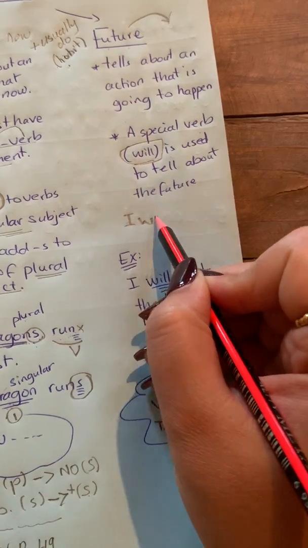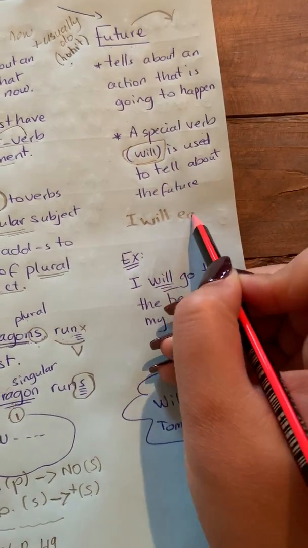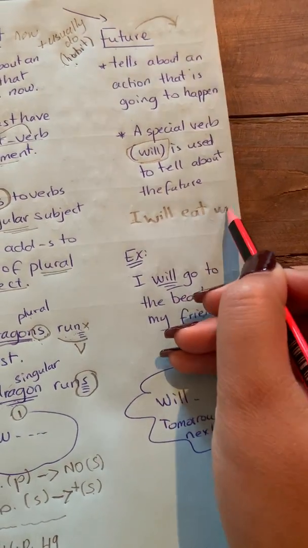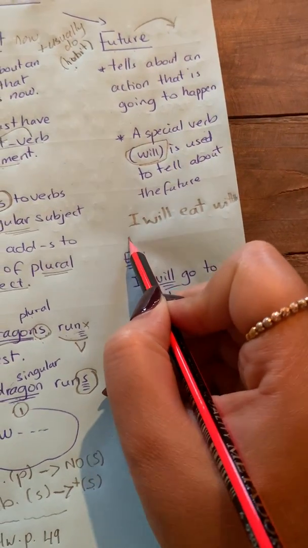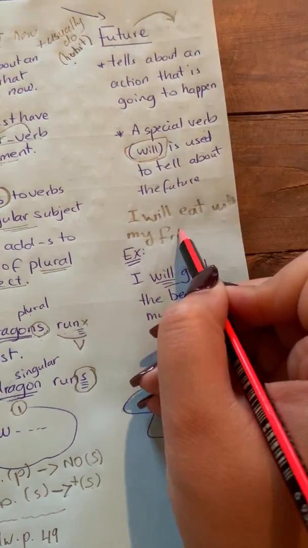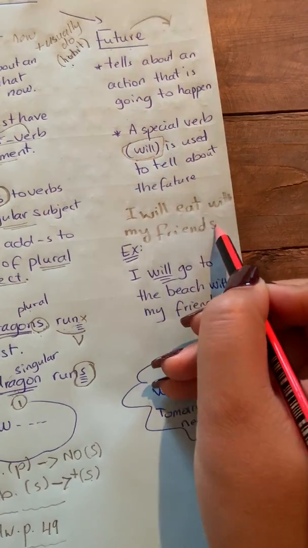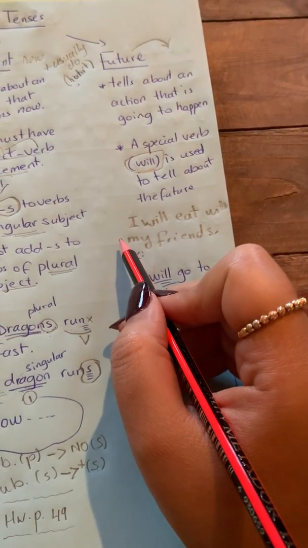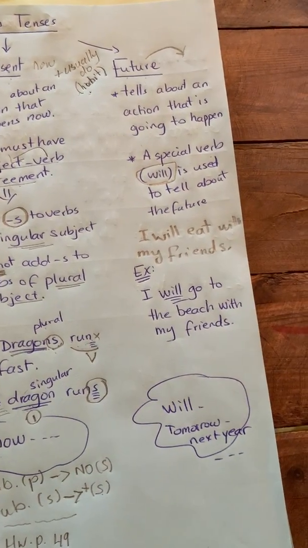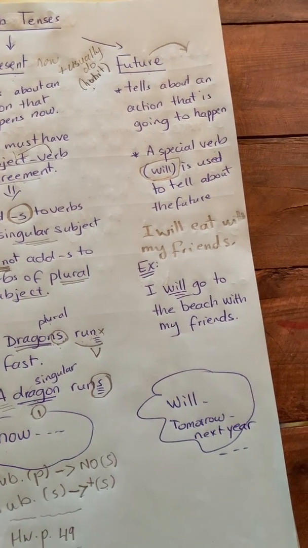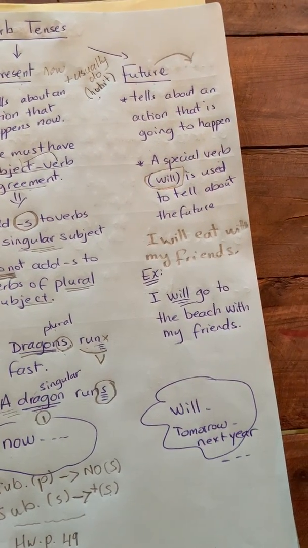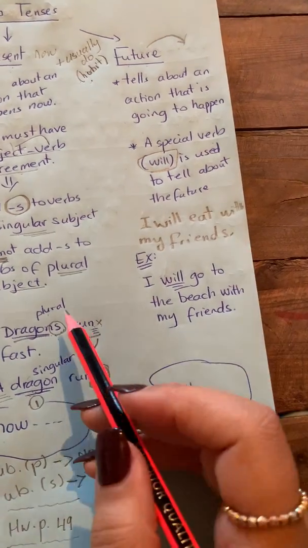I will eat with my friends, for example. So until now, I didn't eat, but I will eat later. This means later. I will eat with my friends. Look at this example.